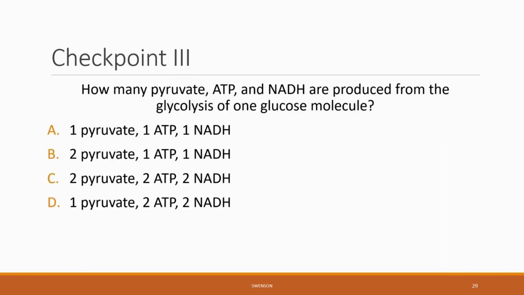Okay, checkpoint 3. How many pyruvate, ATP, and NADH are produced from the glycolysis of one glucose molecule? A, 1 pyruvate, 1 ATP, and 1 NADH; B, 2 pyruvate, 1 ATP, and 1 NADH; C, 2 pyruvate, 2 ATP, 2 NADH; or D, 1 pyruvate, 2 ATP, and 2 NADH.